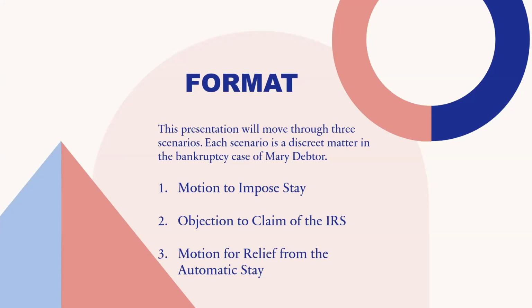We've put together 3 short scenarios of typical events that you would see in a consumer bankruptcy case: a motion to impose stay, an objection to a claim of the IRS, and a motion for relief from stay. We'll present each of these scenarios in an effort to demonstrate how to get evidence admitted, how to object to evidence, how to make a proper proffer, among other things. The goal is that at the end of the program, you have a better understanding of how to effectively present evidence in a virtual hearing, although many of the things we talk about would work just as well in a live hearing. So let's go to the next slide.